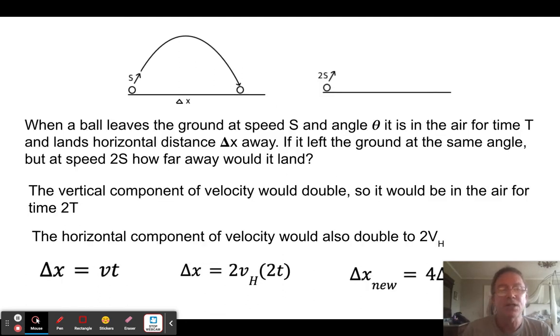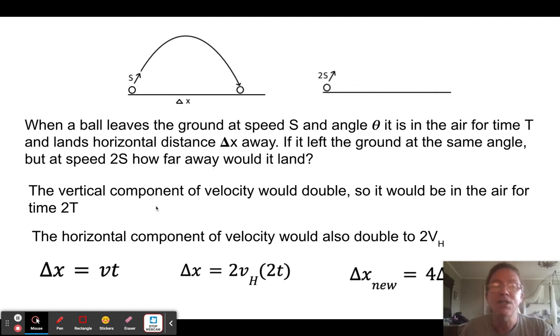Okay, so let's try this one now. What if we try to do it without numbers? When a ball leaves the ground at speed s at angle theta, it's in the air for time t and lands horizontal distance delta x away. If it left the ground at the same angle theta but at 2s, how far away would it land? Your instinct might say twice as far, but hang on a second. If I double this, then I've doubled both the horizontal and vertical components. Try it yourself and see it's true.